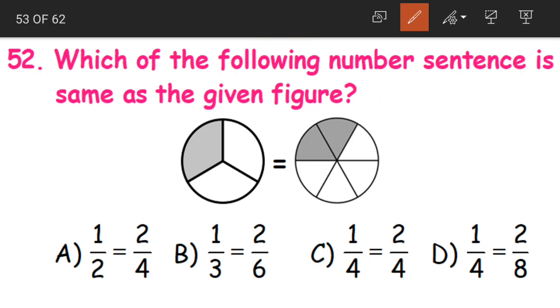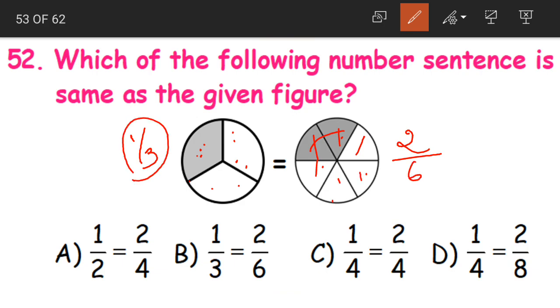Next question. Which of the following number sentences is the same as the given figure? Now what is the given figure first? This is nothing but 1 by 3. Yes, we are having one shaded part out of 3. And here what do we have? We are having 2 shaded parts divided by, what is the total number of parts, children? 1, 2, 3, 4, 5, 6. So what is it representing? 1 by 3 is equal to 2 by 6. It is nothing but the equivalent fraction.